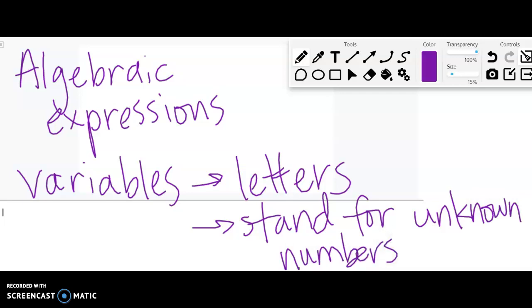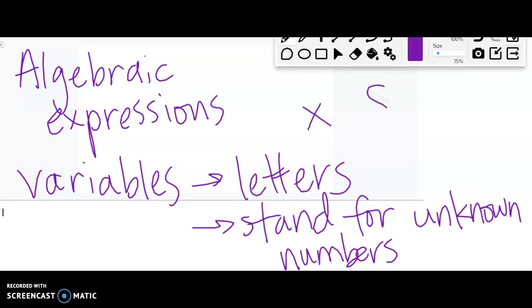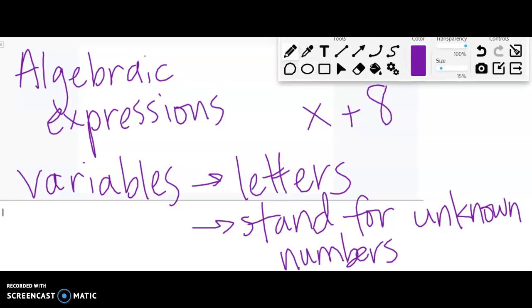So if I said Juan has X apples and 8 oranges, how many fruits does he have? Well, if he has X apples and 8 oranges, all I can say is that he has X plus 8. We don't know how many apples he has, so we just have to use a letter. It's an unknown. It could change. Okay, so that's why we call them variables, because vary means to change. So they're numbers that can change, so we just use a letter instead.